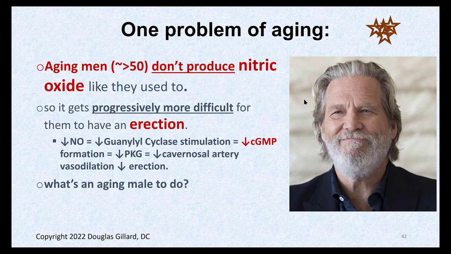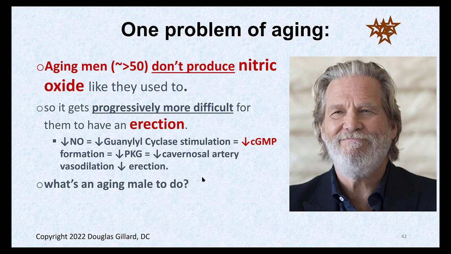Great. Now, let's talk about old people. Old men. Once you get over 50, I guess you're old. So old men don't produce nitric oxide. Actually, starting in the 40s, the ability of endothelial cells to make nitric oxide decreases steadily. And therefore, it gets tougher and tougher for men to have an erection, because you have to be able to release nitric oxide to have an erection. No nitric oxide, the whole principle breaks down. We won't go through it again.